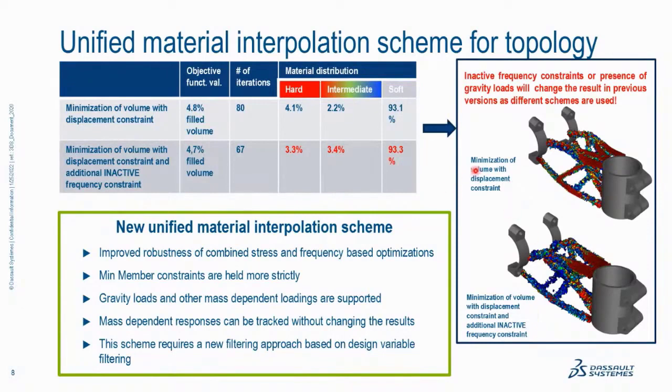So to avoid this kind of problem, we have introduced a new scheme. It works equally well with both mass-dependent and non-mass-dependent responses. You can even combine them, and you still get the same results. And there are other benefits, like a better adherence to minimum member constraints. And now we have a new filtering scheme to go with this interpolation scheme, which is based on design variable filtering.